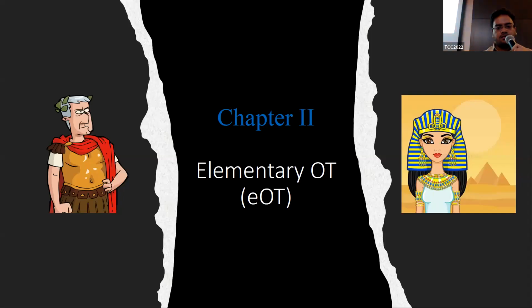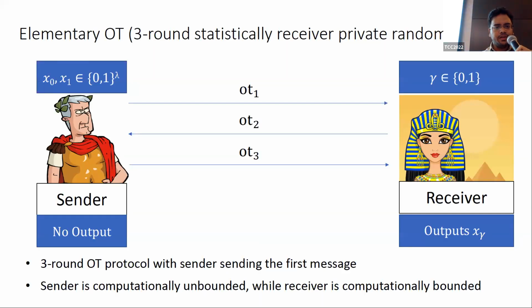So now let me briefly define this elementary OT protocol. It's a 3-round OT protocol where the sender sends the first message of the OT protocol. The sender has 2 input messages x0, x1, and the receiver has choice bit gamma. And the sender is computationally unbounded.